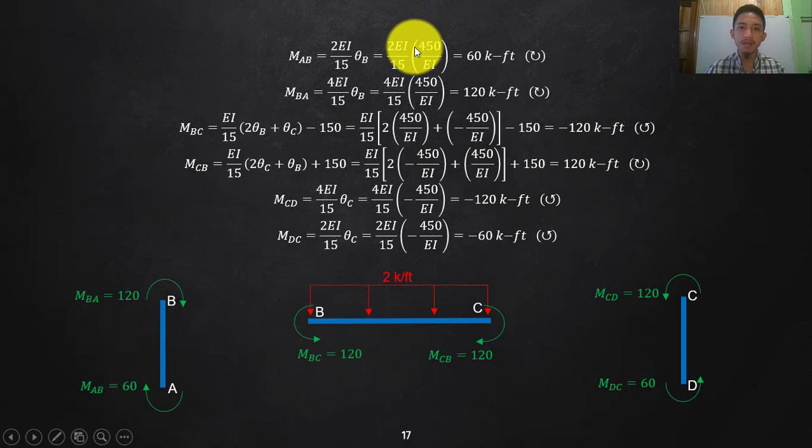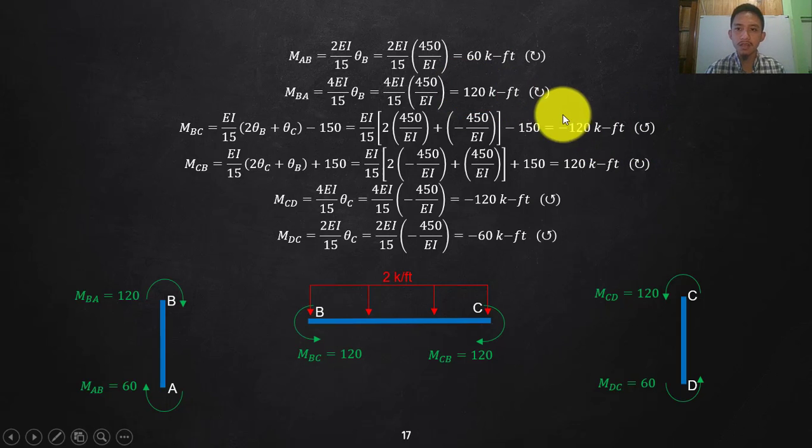Substitute your theta C, theta B. You will have here your moment equations. Okay, these are your end moments. So MAB is positive 60, so that is clockwise. MBA is positive 120, so still clockwise. And then you have your BC and CB. BC is negative 120, so counterclockwise. This should be the same but opposite sign.